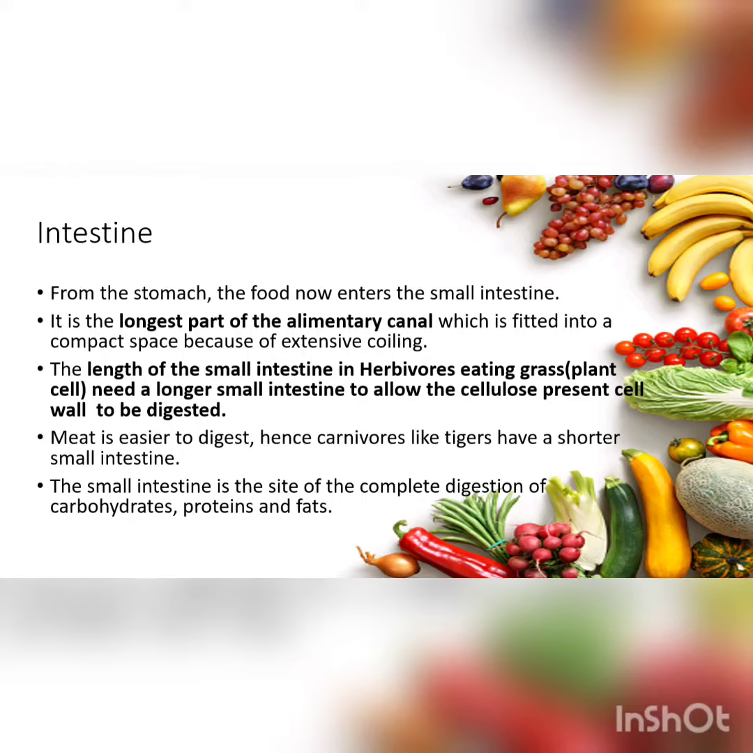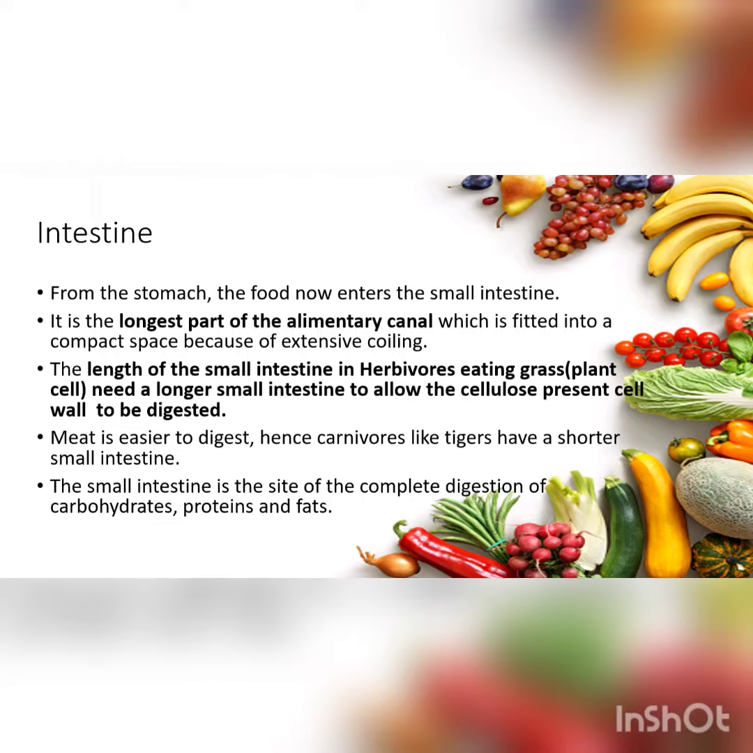Now let's move on to the intestine. In our human body, we have two types of intestine, small intestine and large intestine. Now let's talk about the small intestine. The small intestine is the longest part of the alimentary canal. It is mainly responsible for complete digestion of carbohydrates, proteins and fat. It is also responsible for absorption of the completely digested food.